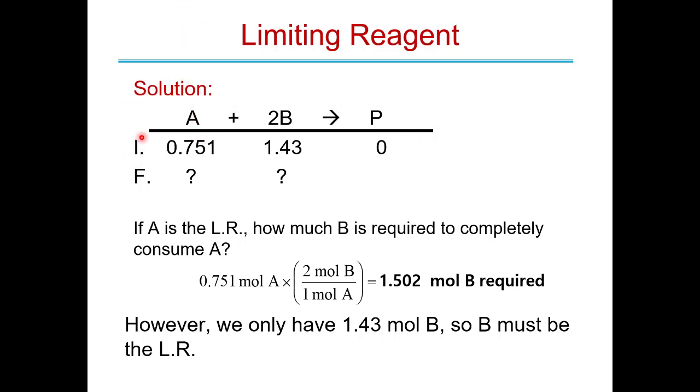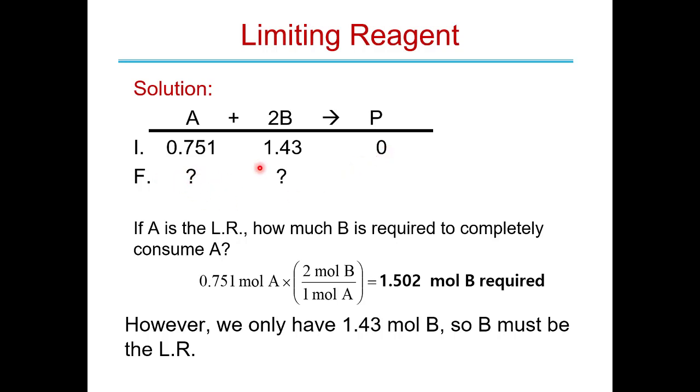So this is a sometimes helpful way to think about a chemical reaction. It's a little reaction table, and it's in terms of moles. All right, so remember reaction tables, we always want those in terms of moles. So this is I here with a period, and F here with a period. That stands for initial and final. So initial is before anything reacts. Final is after the reaction is done, has come to a stop. So here we write down our initial amounts. Initially we've got 0.751 moles of A, and we've got 1.43 moles of B, and 0 moles of P because we haven't made any product yet.